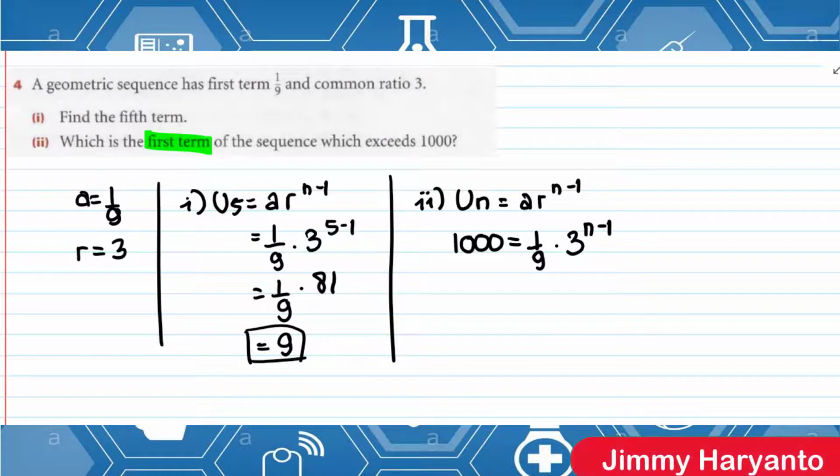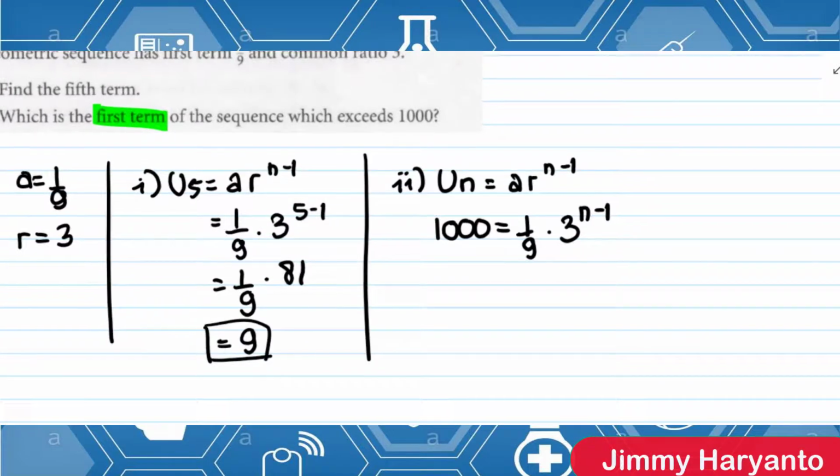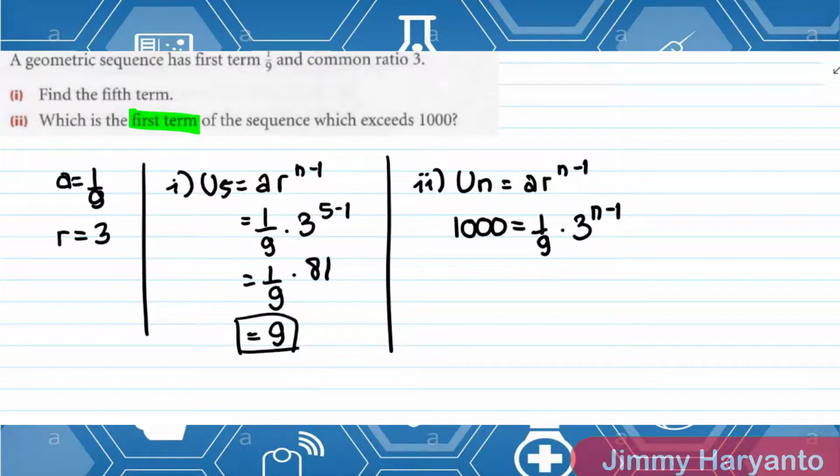Which is the first term? The first term, so what is asked is the term. Okay, so this becomes 1000 times 9 equals 9000. 9000 equals 3 to the power of n minus 1.